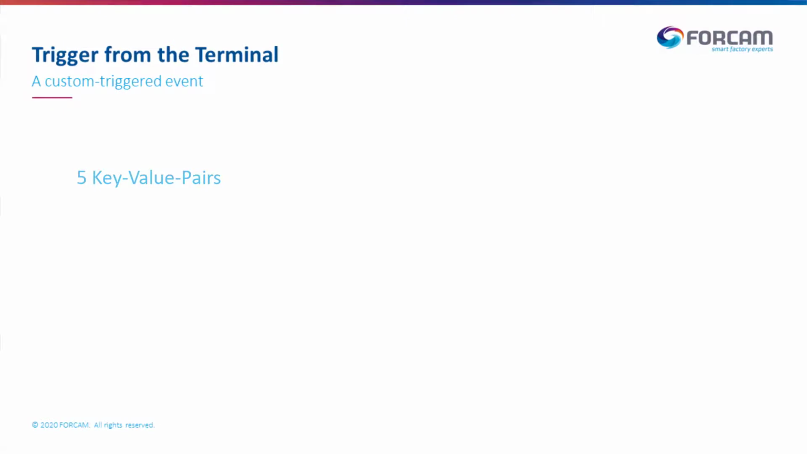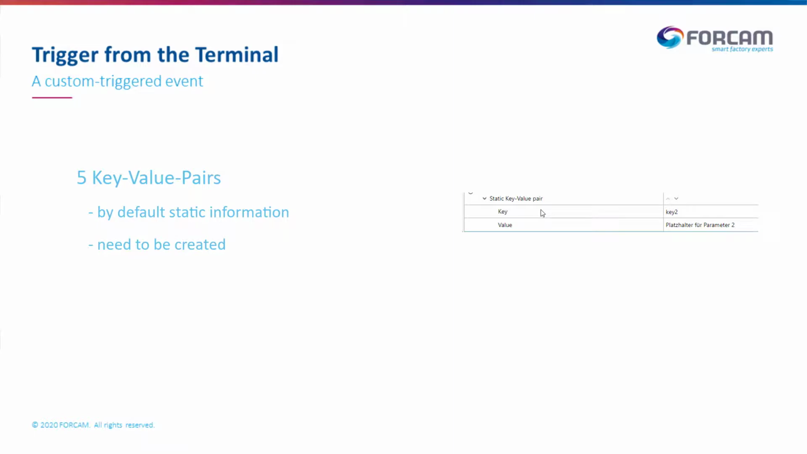In these, you can almost send any information you want. By default, these key value pairs contain static information only, so simply creating them would suffice to generate a custom triggered event from the shop floor terminal. We can take it one step further by adding dynamic content to our key value pairs. For example, we want to transmit the workplace the custom action was triggered from, so that we can identify that later in the resulting email.